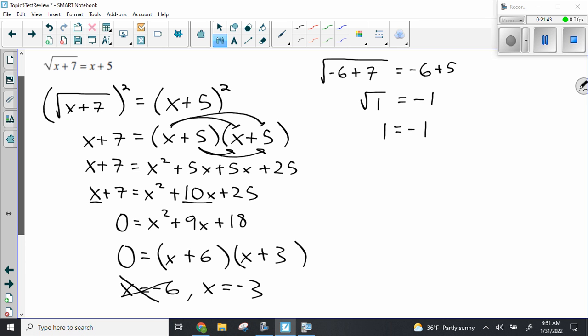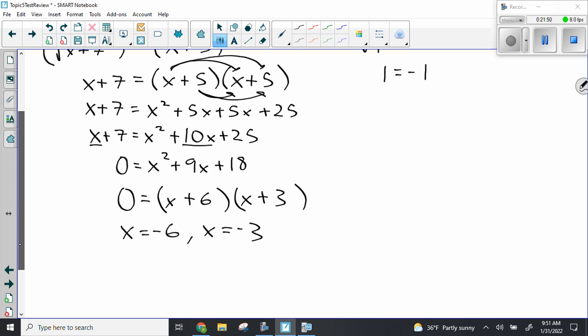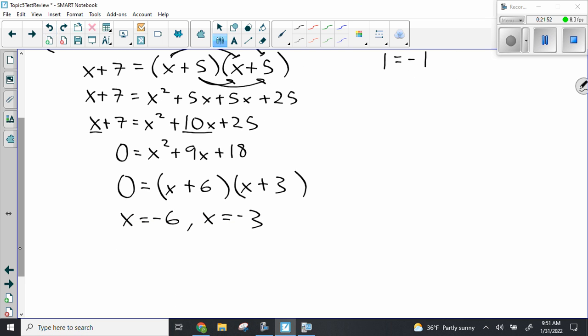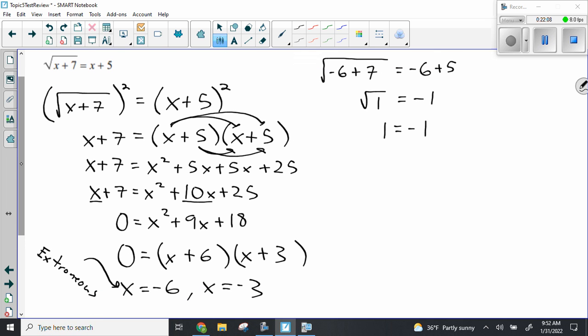Maybe I shouldn't be so rude and cross him out. We're going to say that this one is extraneous. Now we can't automatically count x equals -3 in. We've got to check that one too. So let's go ahead and go for it.